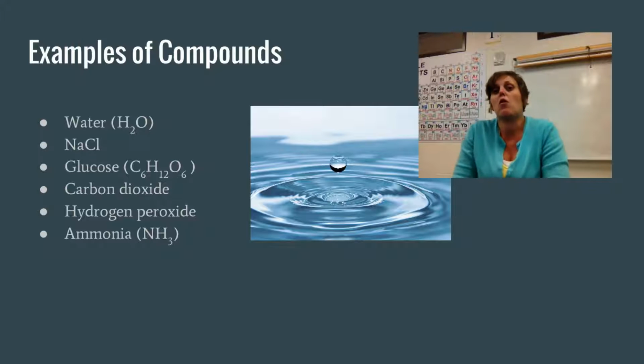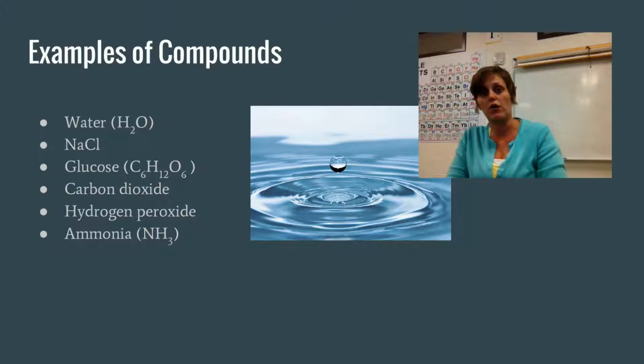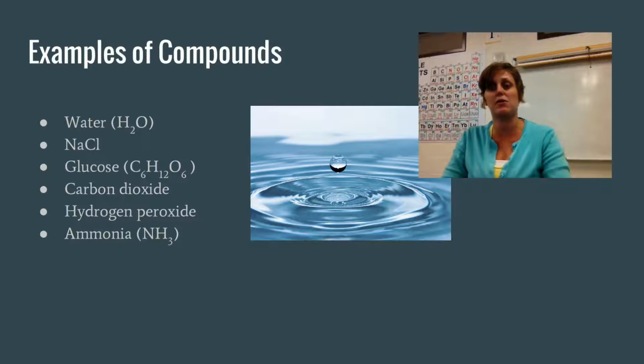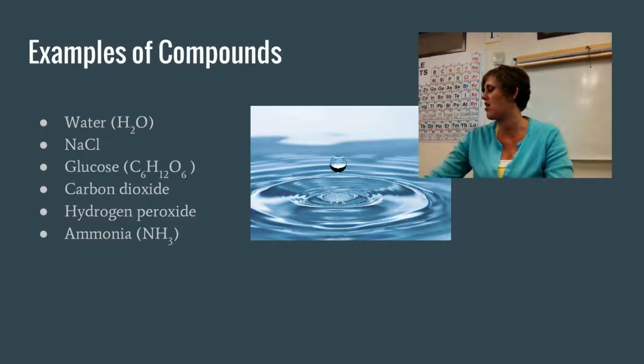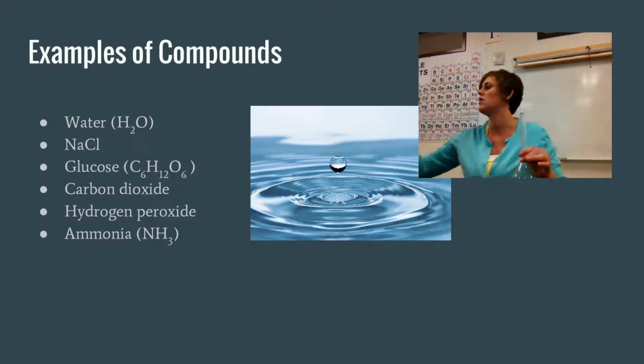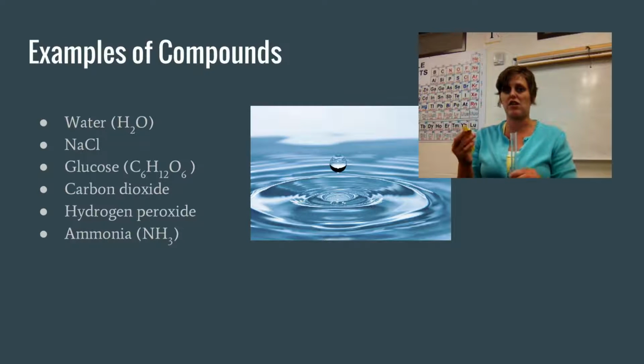Examples of this are going to be like water, H2O, NaCl, or table salt, glucose, C6H12O6. Remember, anything from photosynthesis, all those compounds, carbon dioxide, hydrogen peroxide. You need to be able to recognize these common compounds, whether they are written out or whether they're in a chemical formula. Ammonia.